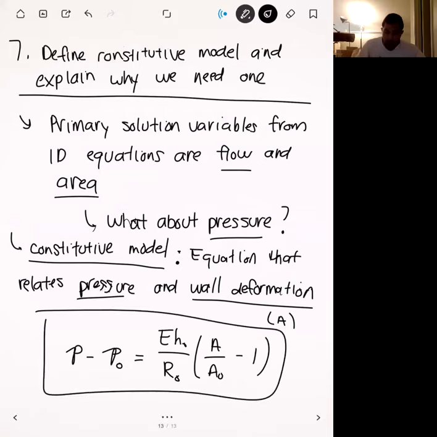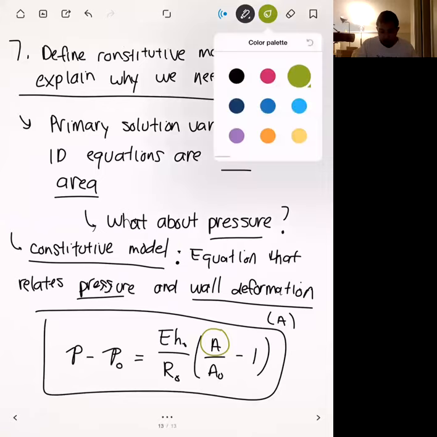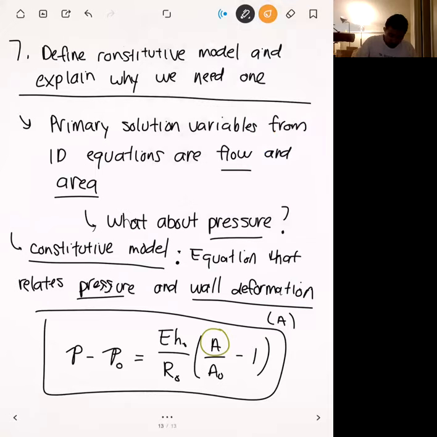The way to read this equation is to say that you have some kind of area A. You plug that into this equation, with all the other terms here, and from that you can compute the pressure P. So the whole point of this constitutive model is to have a relationship which takes in area and gives you pressure.